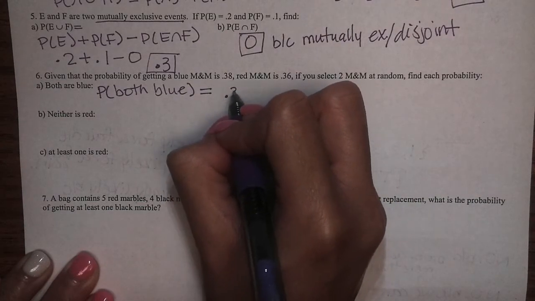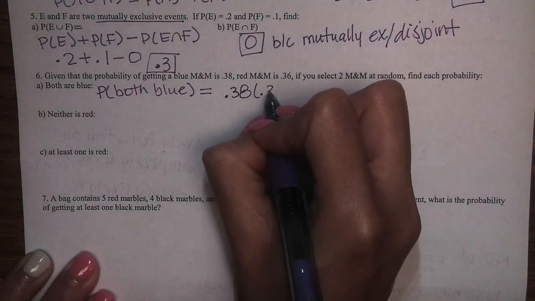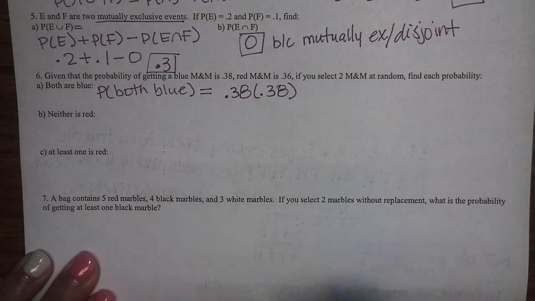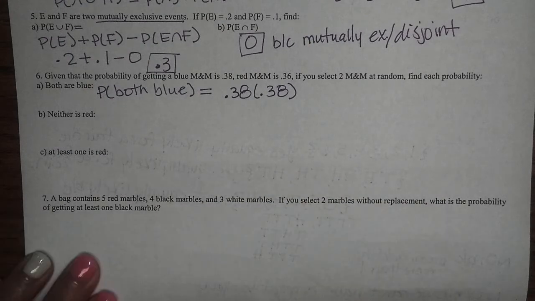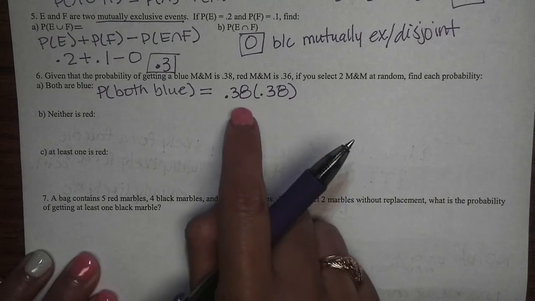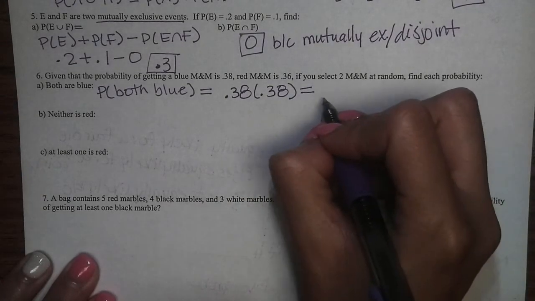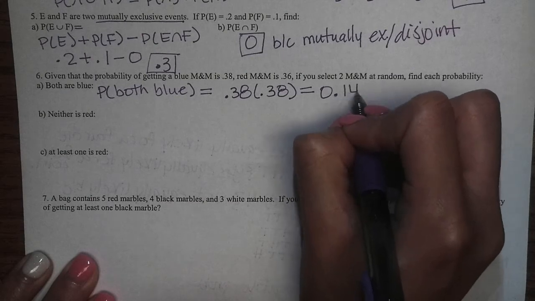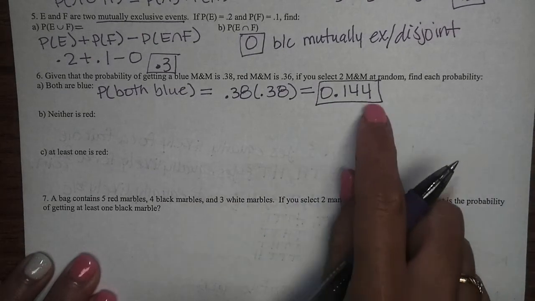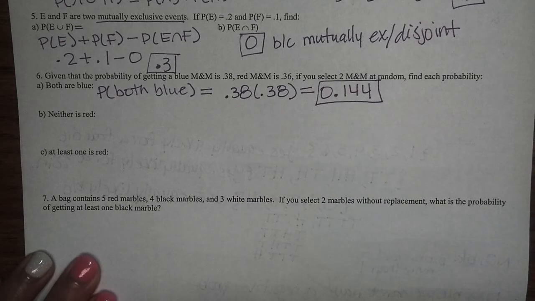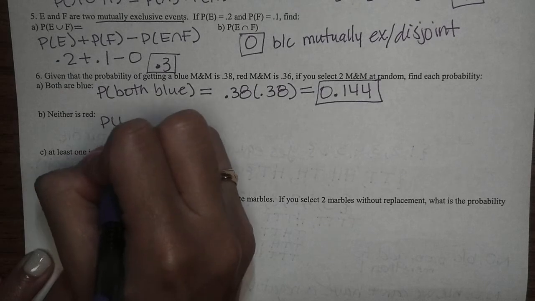The first M&M, the chances of it being blue would be 0.38. The second M&M, chances of being blue is still 0.38 because here we don't have a specific sample size, so we assume we have infinite M&Ms, so the probability will remain the same. And if you do 0.38 squared, that's going to give you 0.144. You can round to 3 decimal places, 4, it doesn't matter, just show your work. And that's letter A.